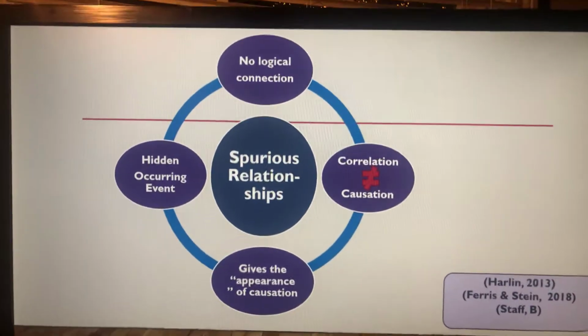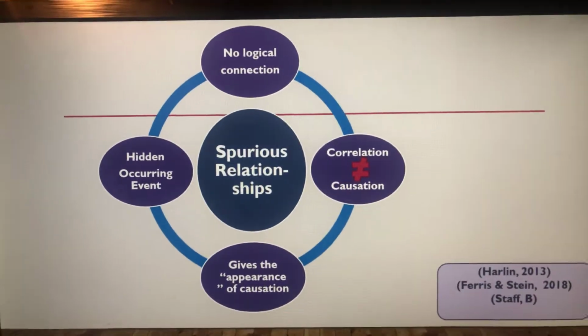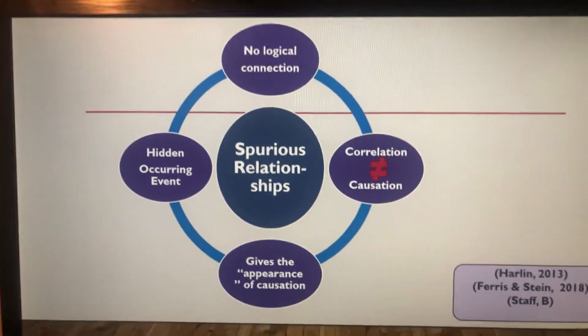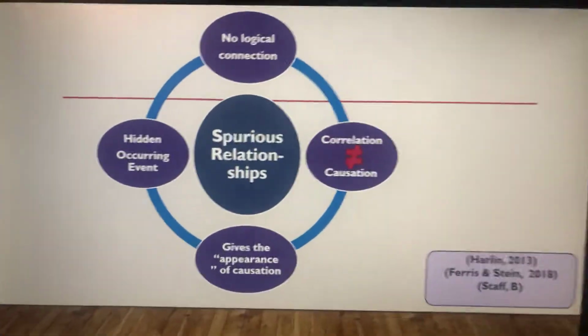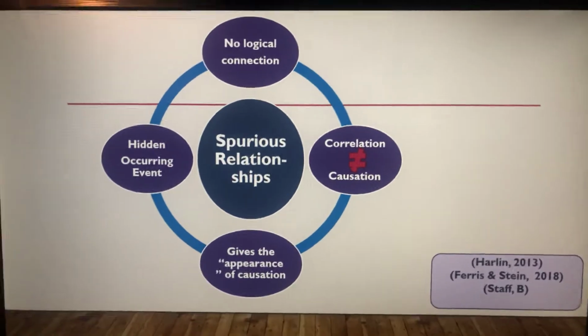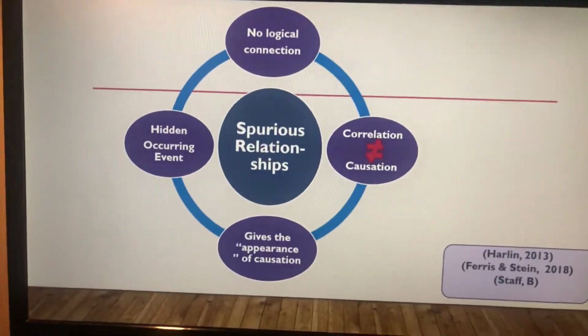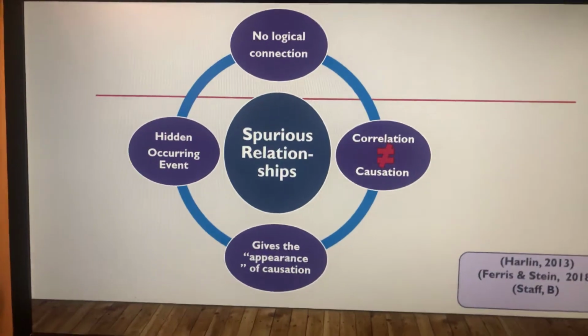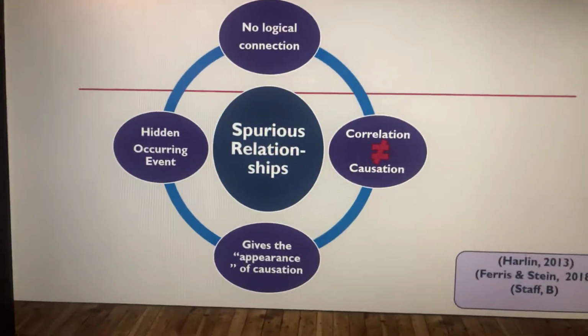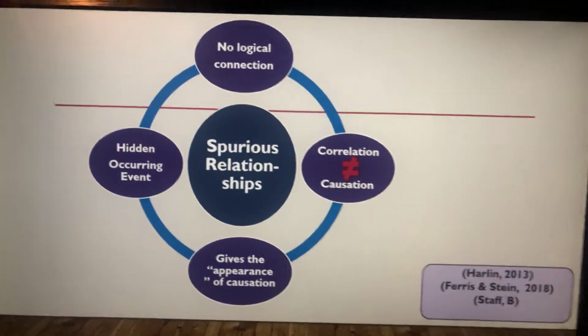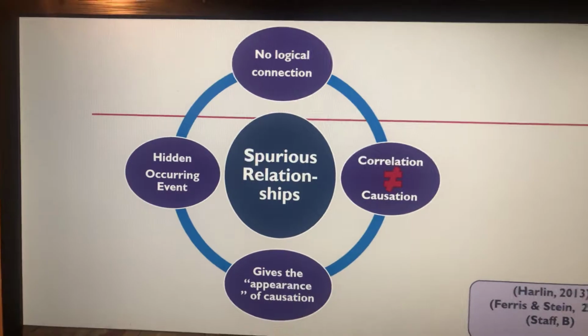connected to either event. Spurious relationships usually give the appearance of causation. As I said, it looks like one is causing the other, but essentially it is not. It's important that we realize that correlation and causation are not the same thing. Our textbook talks about that difference a lot.